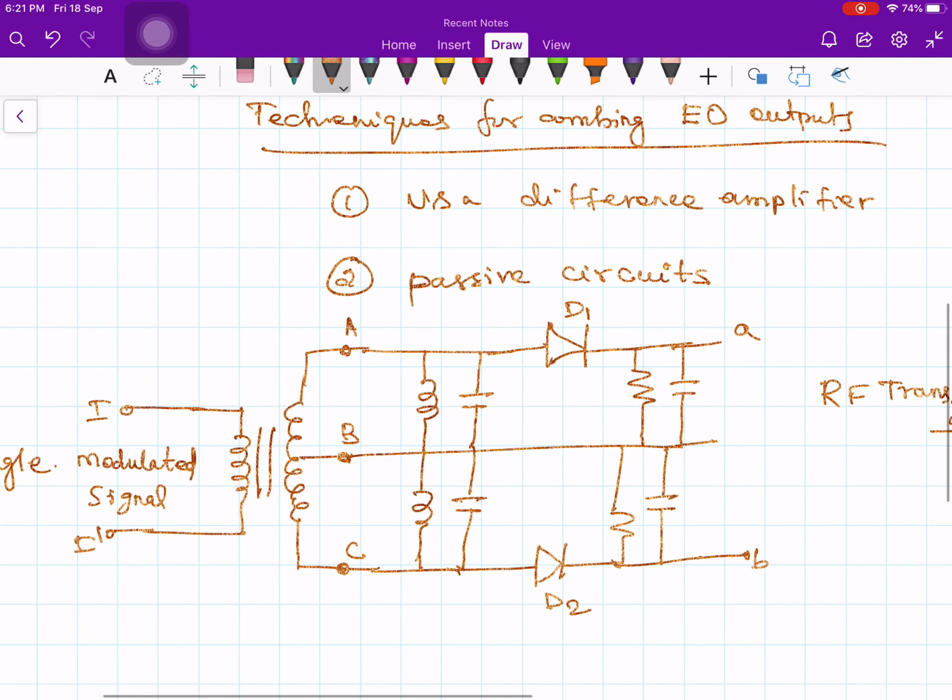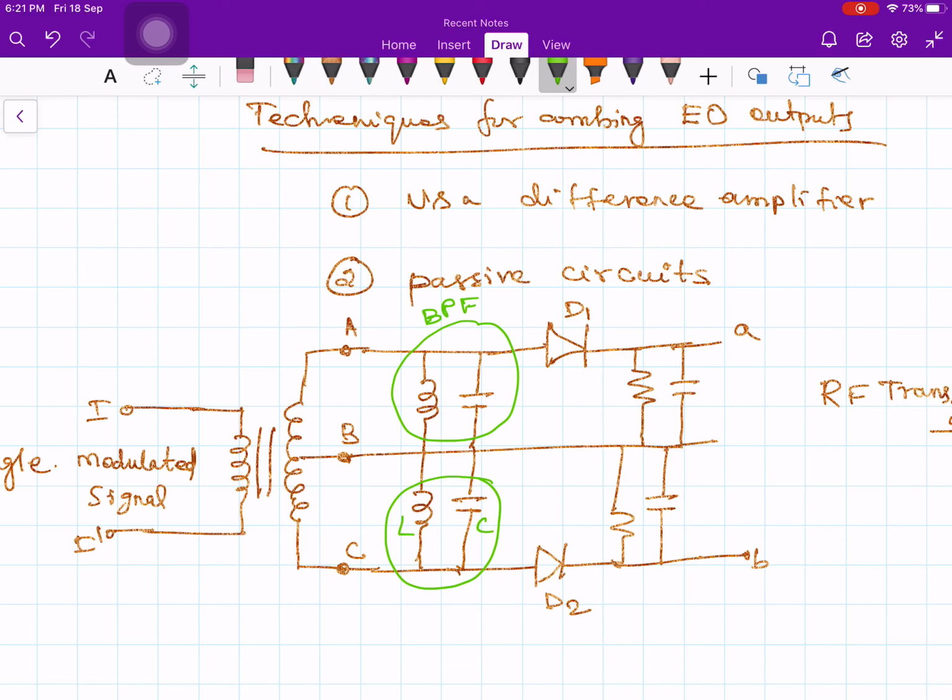The output of the center tapped transformer is given to two circuits which are operating in parallel. One circuit is this one and another one is this one. Each of them has a band pass filter. Let me say this is band pass filter 1. Your parallel combination of L and C acts as a band pass filter, and here also the parallel combination of L and C again acts as a band pass filter. But of course their center frequencies are different, that we discussed in the last lecture.